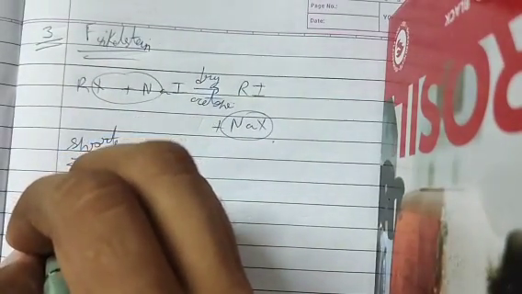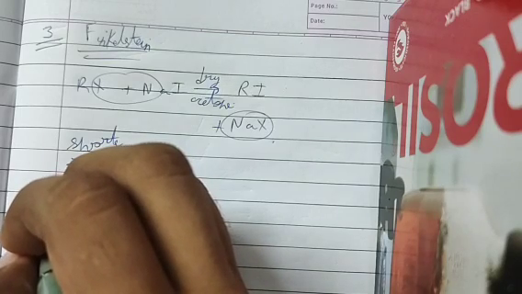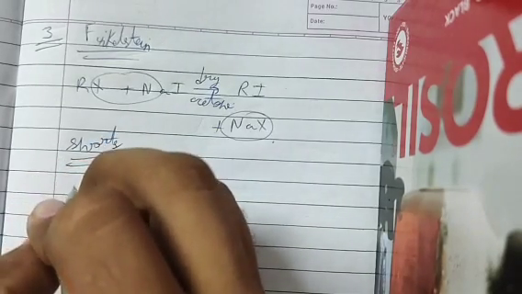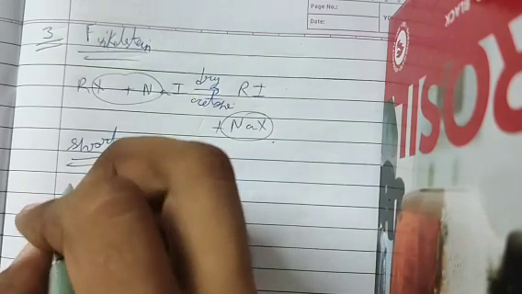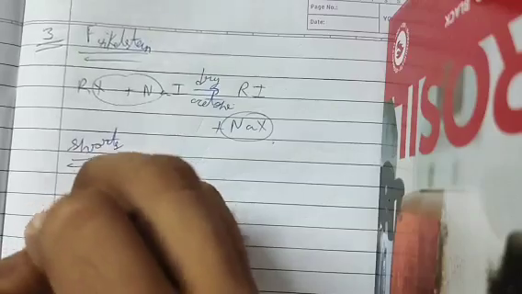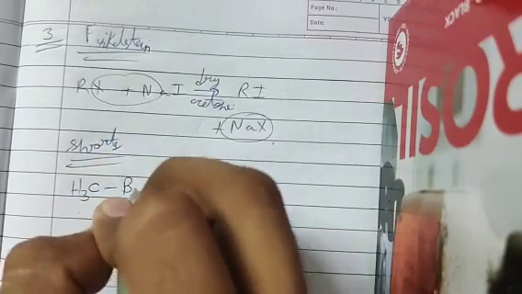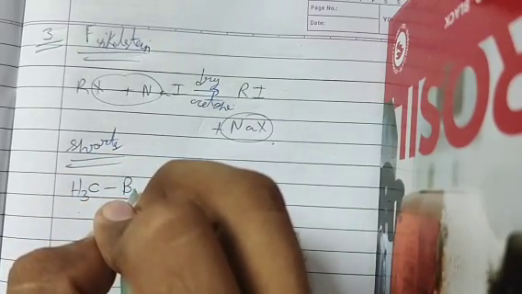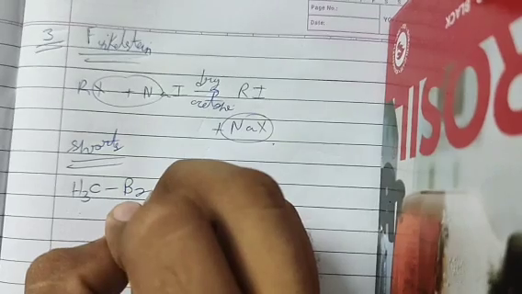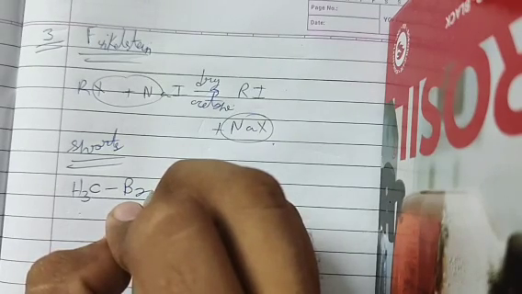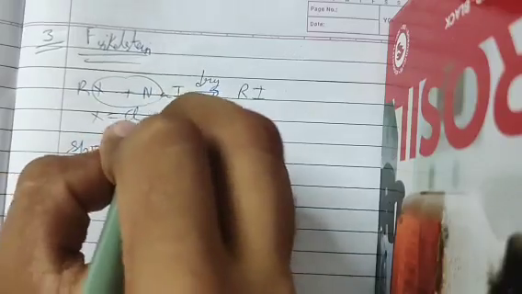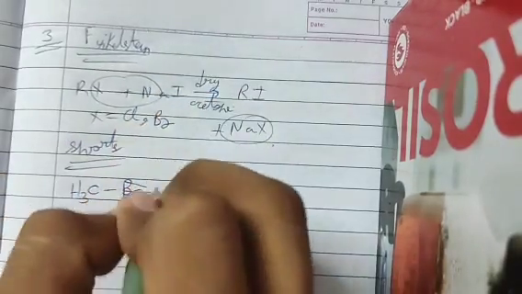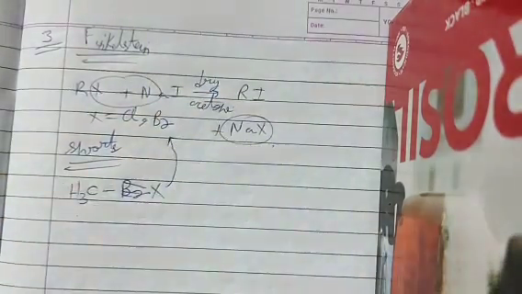So the Swarts reaction basically means we are using no condition like dry acetone. We are using simply CH3Br. Any bromide or chloride can be used. Here also X is equal to chlorine or bromine.